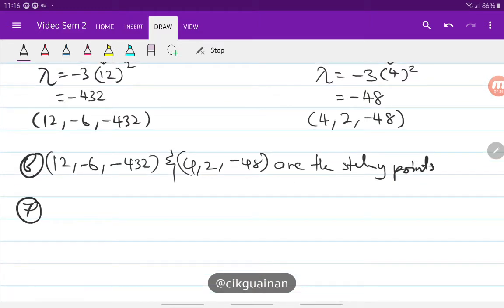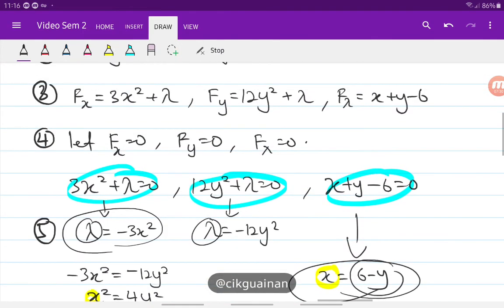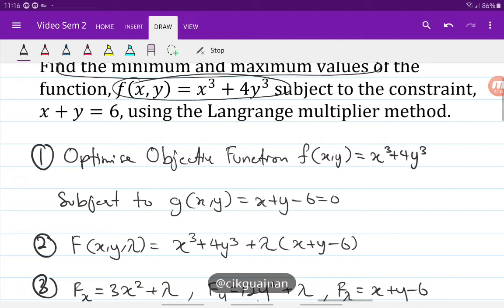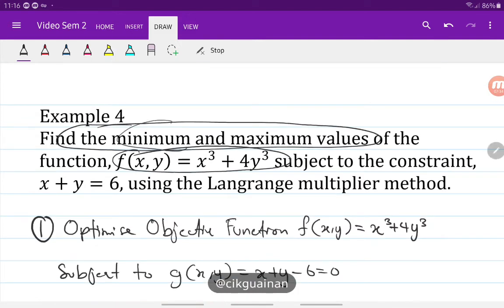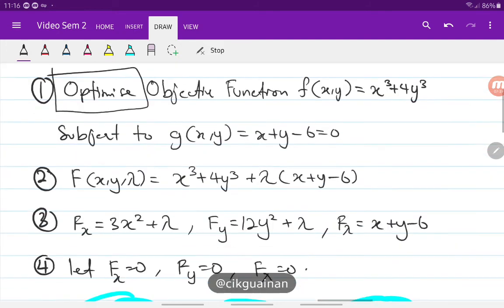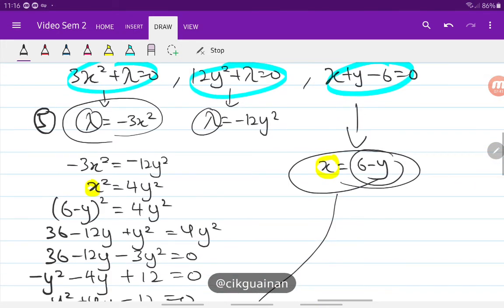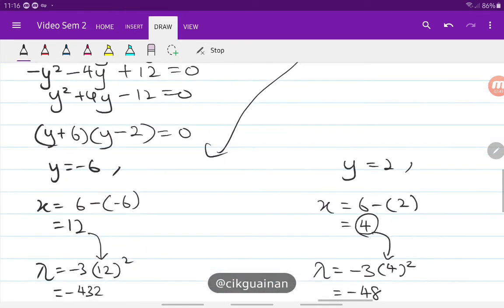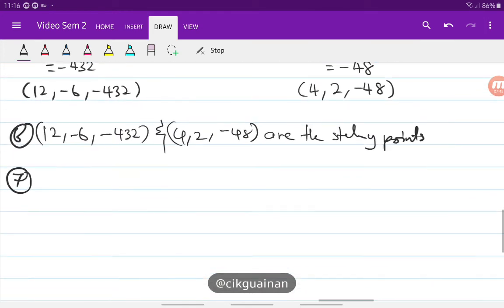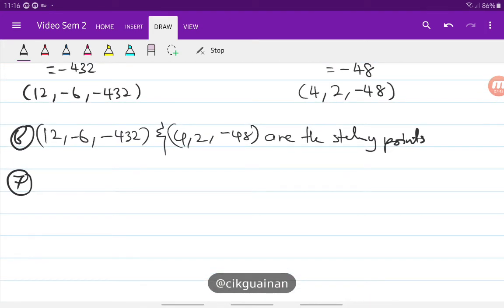Okay, 7th step, remember, we substitute whatever the question wants. In this case, unlike the previous examples, the question wants the minimum and the maximum values. That's why I use the word optimize over here, because we want all the extremes. We want the highest one, and we want the smallest one also. So what we do is just substitute each stationary point inside the objective function.